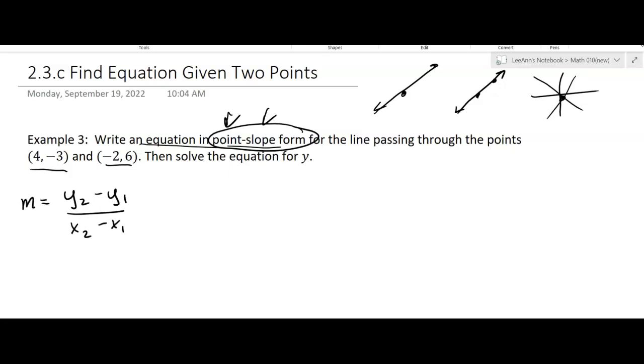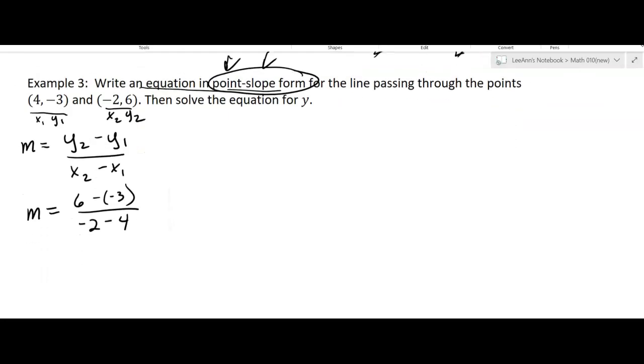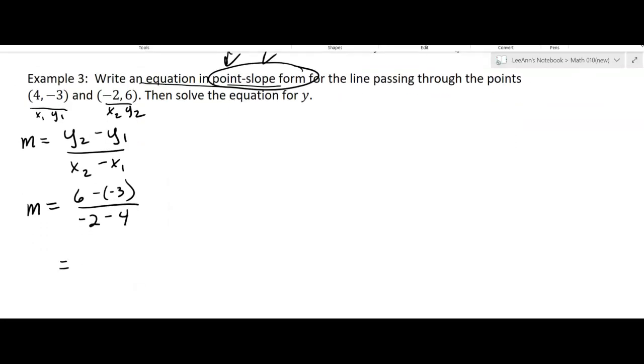We'll do that first. So if I call this x1 and y1 and this x2 and y2, I can plug everything in. We did a little practice finding slopes before, but it's going to be 6 minus negative 3 over negative 2 minus 4. Make sure I did that right. Okay. And then that's going to simplify to be 9 over negative 6. Or I want to simplify the fraction, so I'm going to make it negative 3 over 2. That will be the slope. So keep that piece of information because we'll need it.